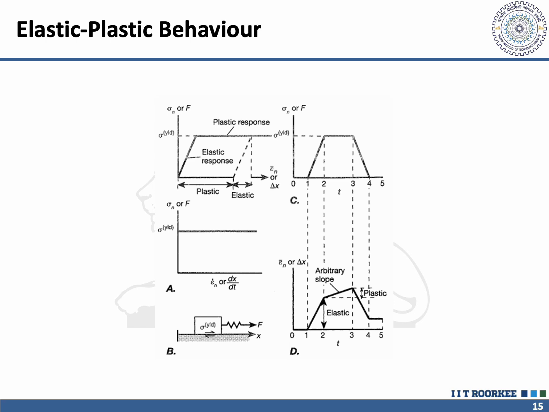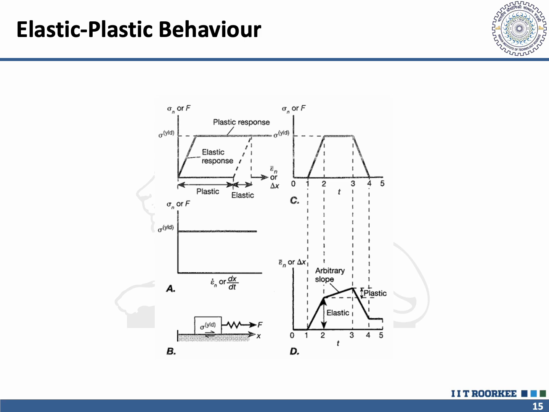In figure C, a cyclic stress pattern is applied. It ramps up to sigma yield by T2, is held constant from T2 to T3, and then it decreases back to zero. This is a standard test for elastic plastic behavior. In figure D, the strain increases elastically, or linearly, until time T2 is reached, where the sigma is equal to the yield stress sigma E.